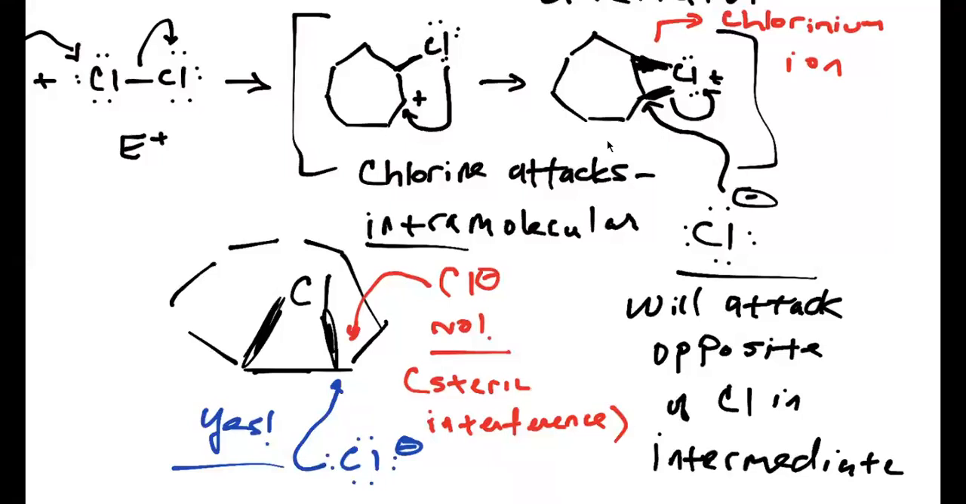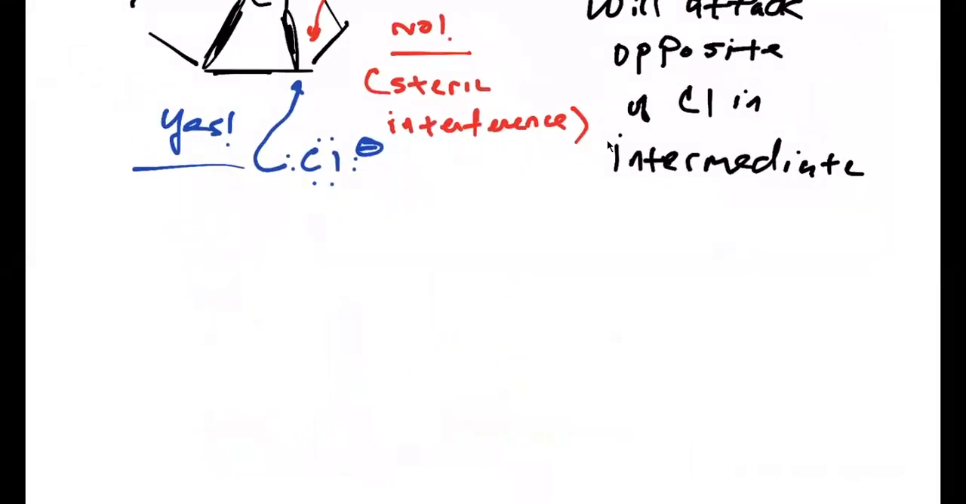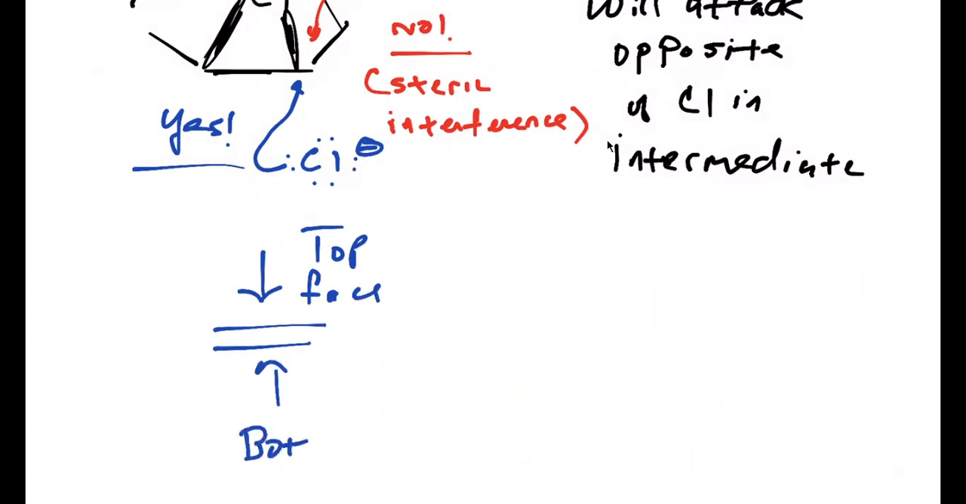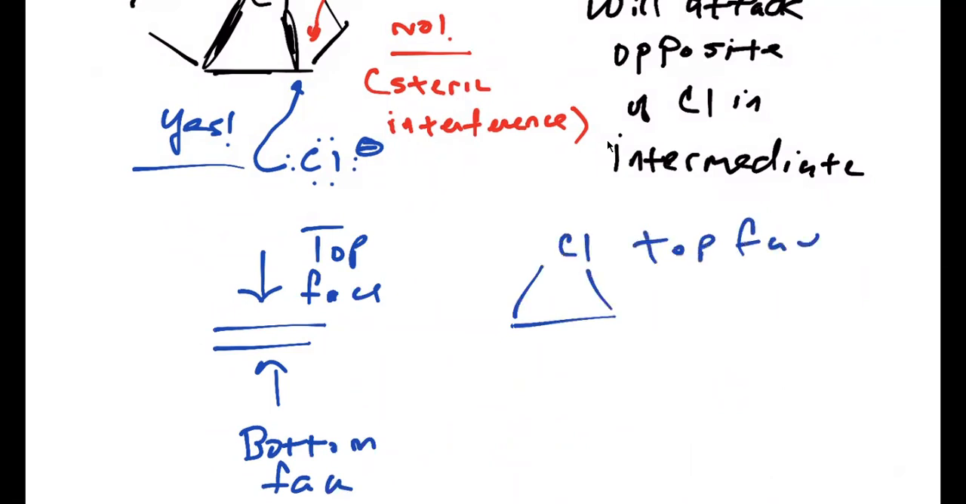You following? Let me give you an example of what I'm talking about. With an alkene, if I have a generic alkene like this, I got a top face and I got a bottom face. With that intermediate, you're going to have the same kind of concept. You have a top face and you have a bottom face. So the other chlorine, when it comes in, is going to attack the opposite face.